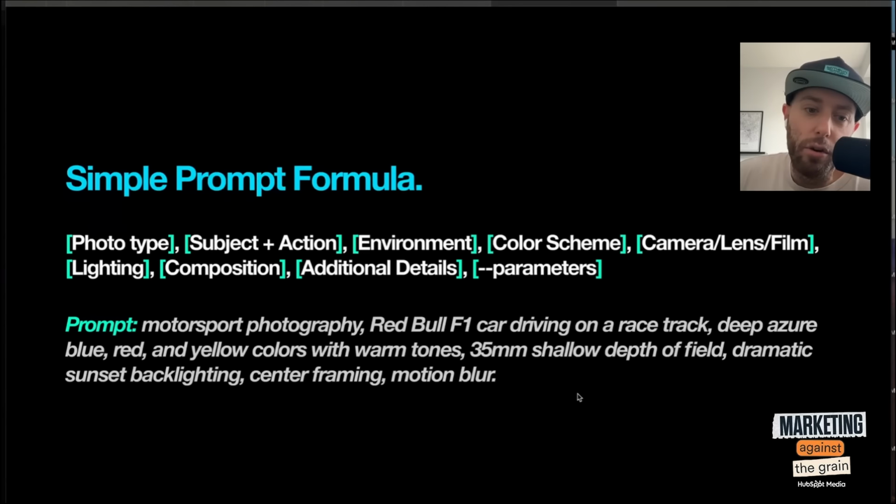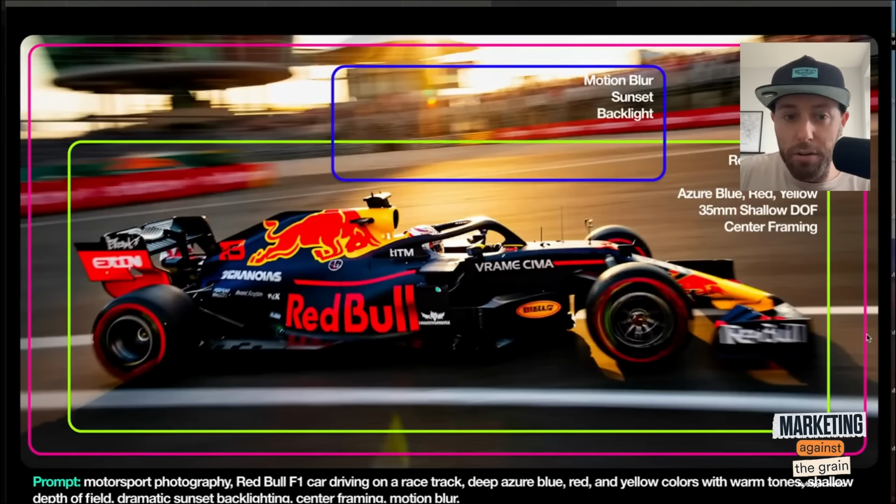The thing was, you'd throw in prompts like: motorsport photography, Red Bull F1 car on a racetrack, with the color schemes here. You'd have the warm tones, 35 millimeter, shallow depth of field, dramatic sunset backlighting, center framing, motion blur, which just seemed like a random collection of words with no rhyme or reason, right? But you'd run it, and you'd get something where you think, oh, okay, this is actually listening.